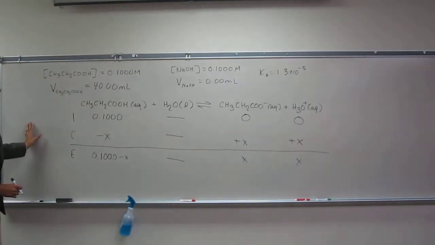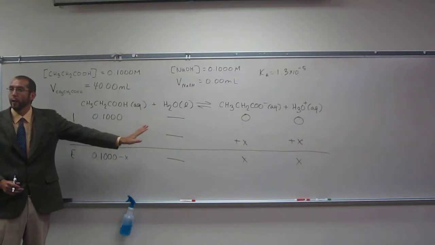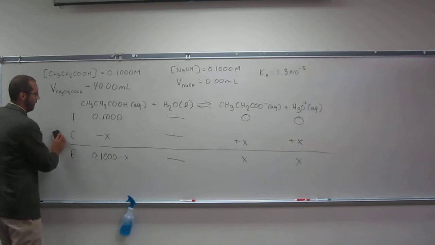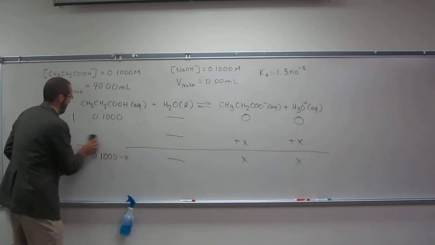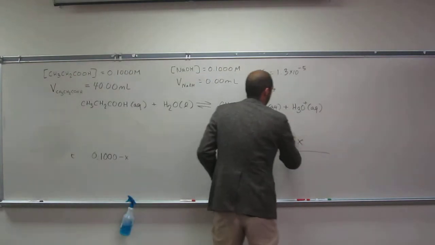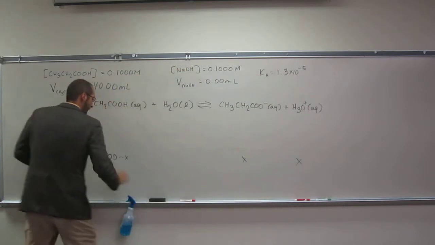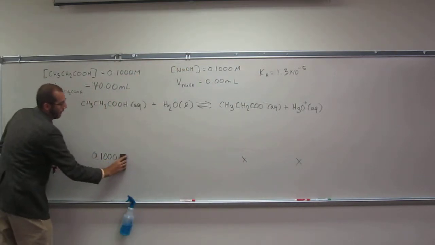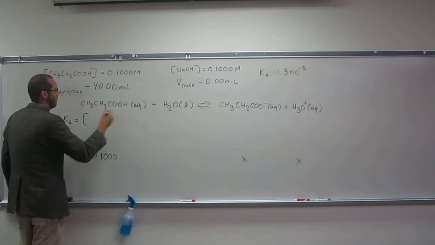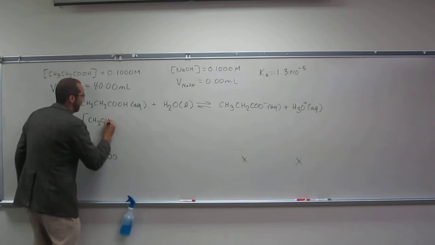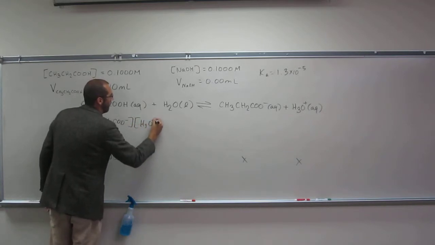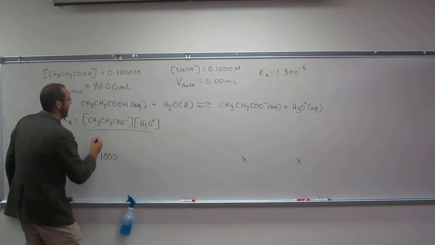Okay. So I'm going to erase the whole table. Is that okay? I'm just going to keep these values down there, and then I'm going to write Ka out. Has everybody got this done? Okay, so what did we say? 5% allows us to do that. So Ka equals the concentration of the conjugate base times H3O plus divided by the acid.